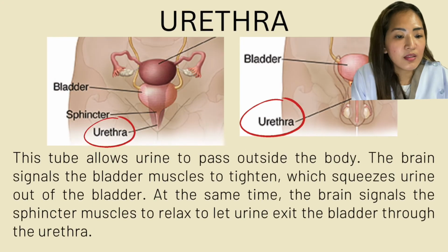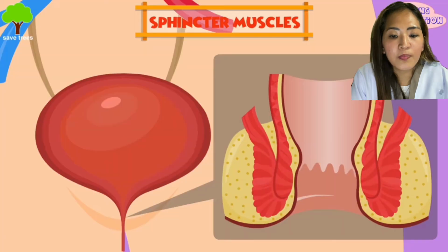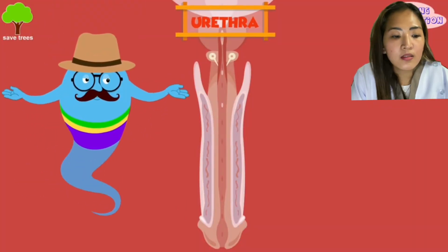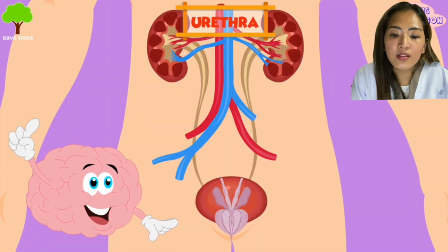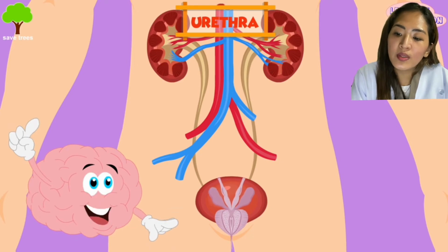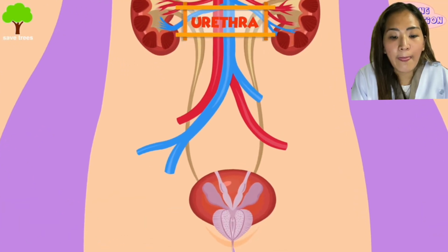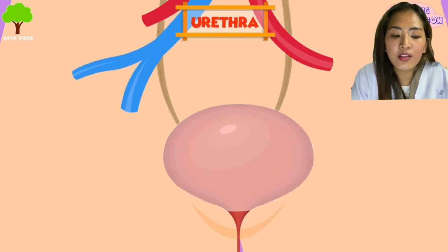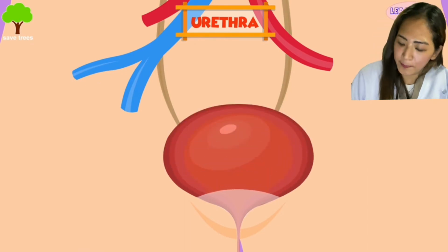Urethra. This tube allows urine to pass outside the body. The brain signals the bladder muscle to tighten, which squeezes urine out of the bladder. At the same time, the brain signals the sphincter muscle to relax to let urine exit the bladder through the urethra.